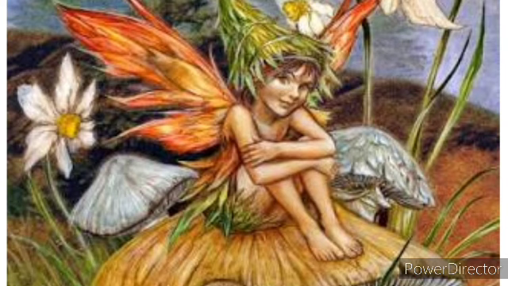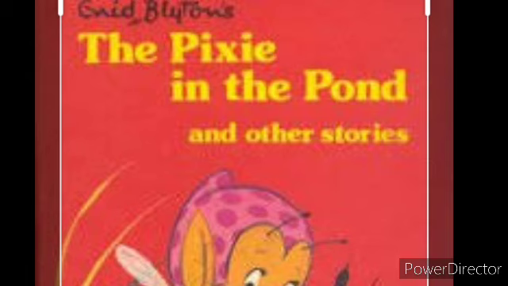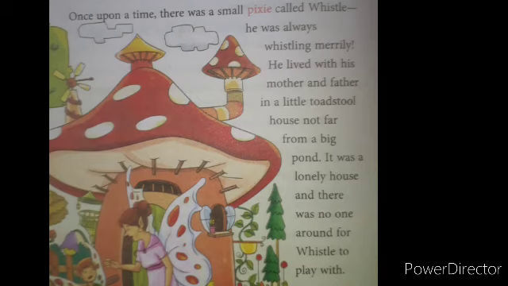The story that we are going to study is taken from the novel The Pixie in the Pond, written by Enid Blyton. Who is the author? Enid Blyton. Let's see how a little pixie named Whistle. What is the name of the pixie here? Whistle. We are going to see how Whistle makes a new friend. Shall we read the prose?